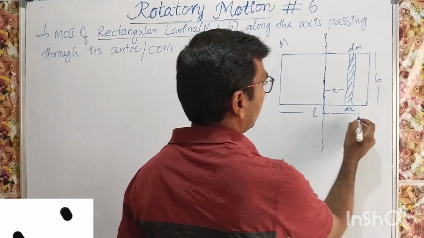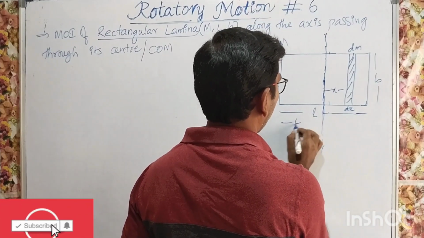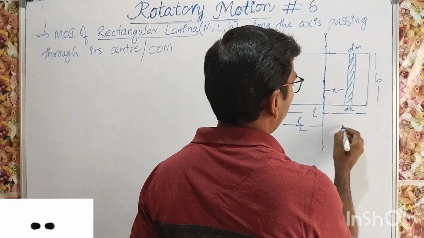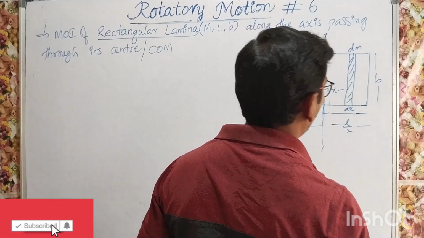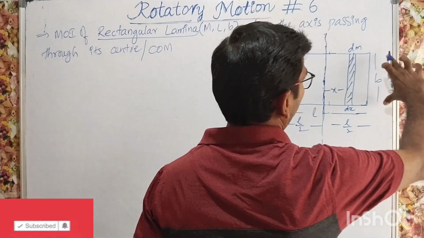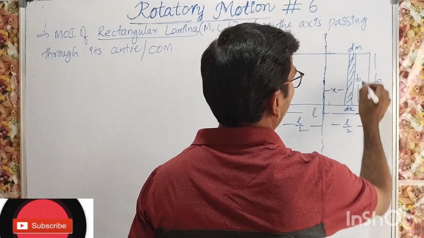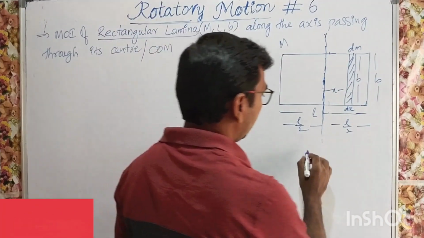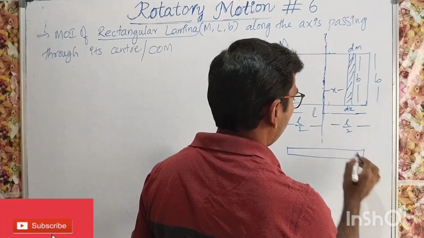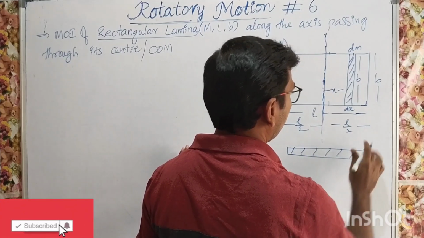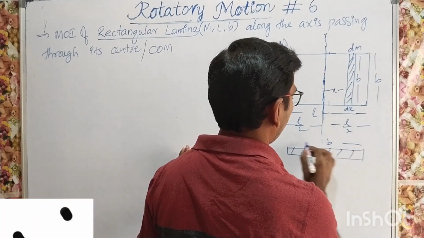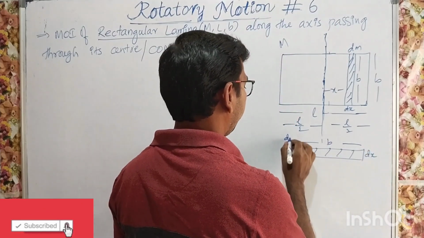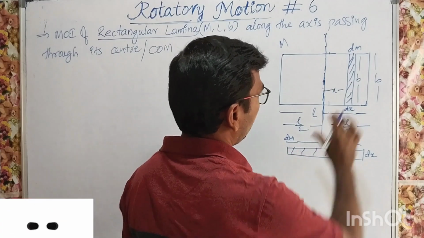So the total length is L, which means this part is L by 2 and this part is L by 2. This is the length, and this is the breadth B. Here I consider a small element whose breadth is B, thickness is dx, and mass is dm.